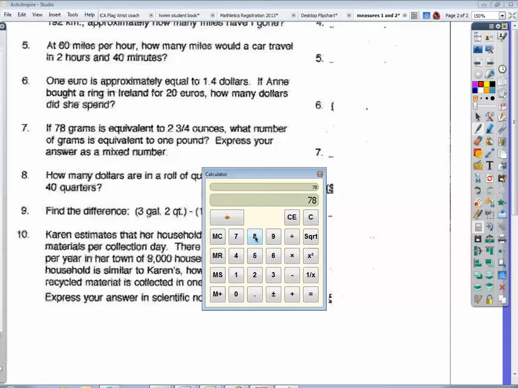So if you have 78 grams, and that's 2 3/4 of an ounce, I'm going to divide that by 2.75. So I know that 1 ounce is equal to 28.36.